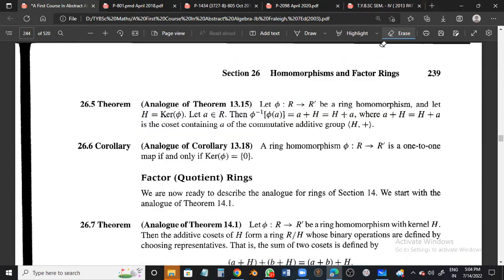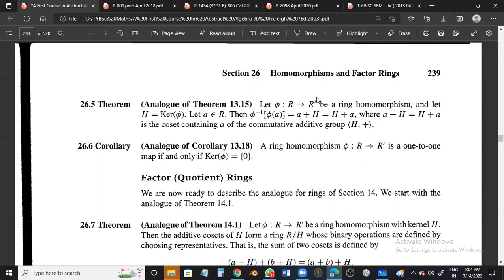Let us deal with the theorem. What does the theorem say? Let phi from R to R dash be a ring homomorphism and let H equal kernel of phi. Let A belong to R. Then phi inverse of phi of A is equal to A plus H, which is the same as H plus A, where A plus H and H plus A are equal, is the coset containing A of the commutative additive group H plus.